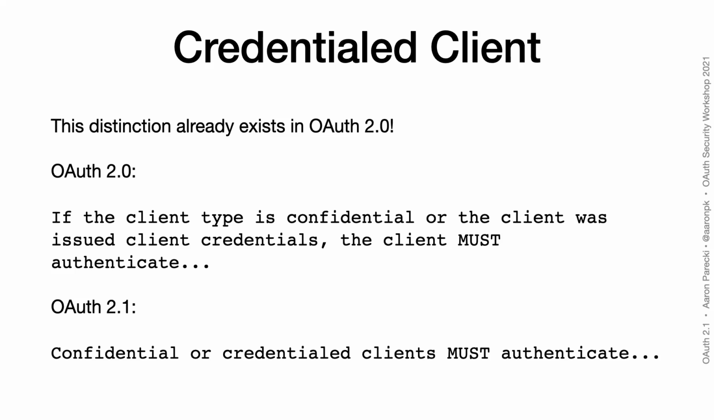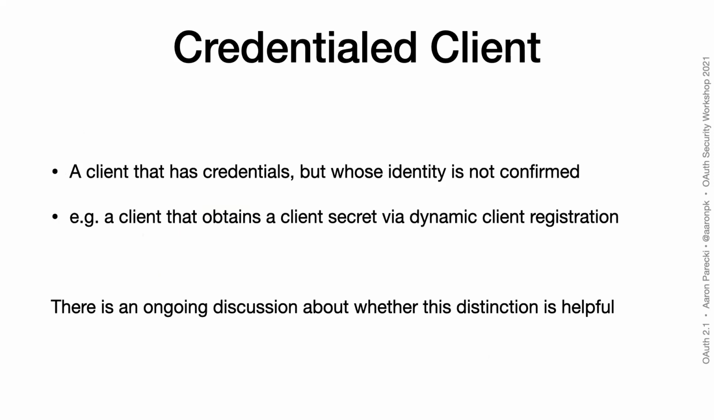So the idea is that a credentialed client has credentials, but its identity is not confirmed the way that you would consider it to be confirmed by deploying credentials at like build configuration time. So probably the most straightforward example of this would be a client like a mobile app that after you download it, the first time it boots up, it goes and uses dynamic client registration to get a secret. And it has a secret then, but it's not a confidential client because it wasn't deployed with that secret. So you can't trust the client's identity, but you can use the secret for other things in the flow.